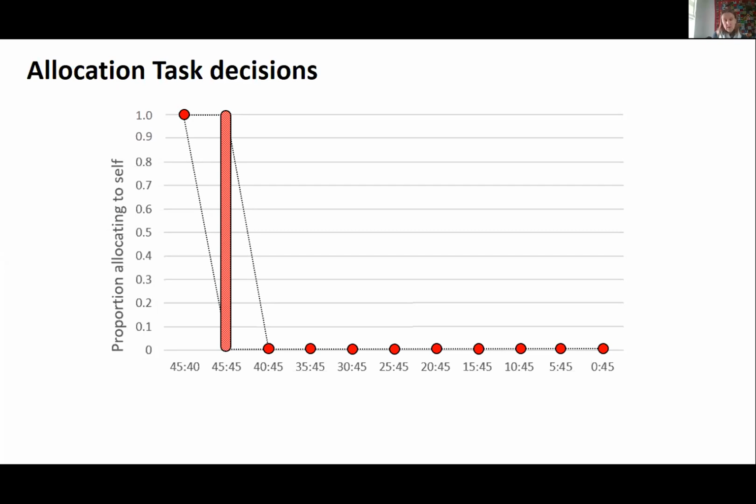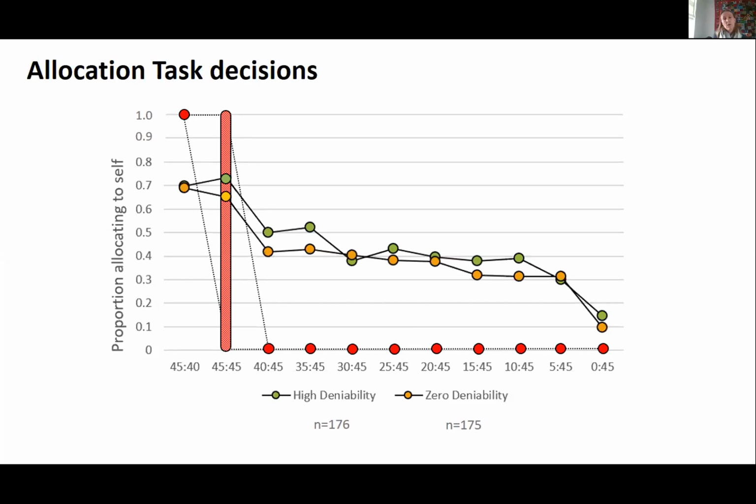Here is our data. I'm showing you a separate plot here for the high deniability and the zero deniability treatments. In both treatments, we're seeing a lot of compromising of household efficiency. So focusing on the 40 versus 45 decision down to the 0 versus 45 decision, there's a lot of allocating to self, even though that's costly.